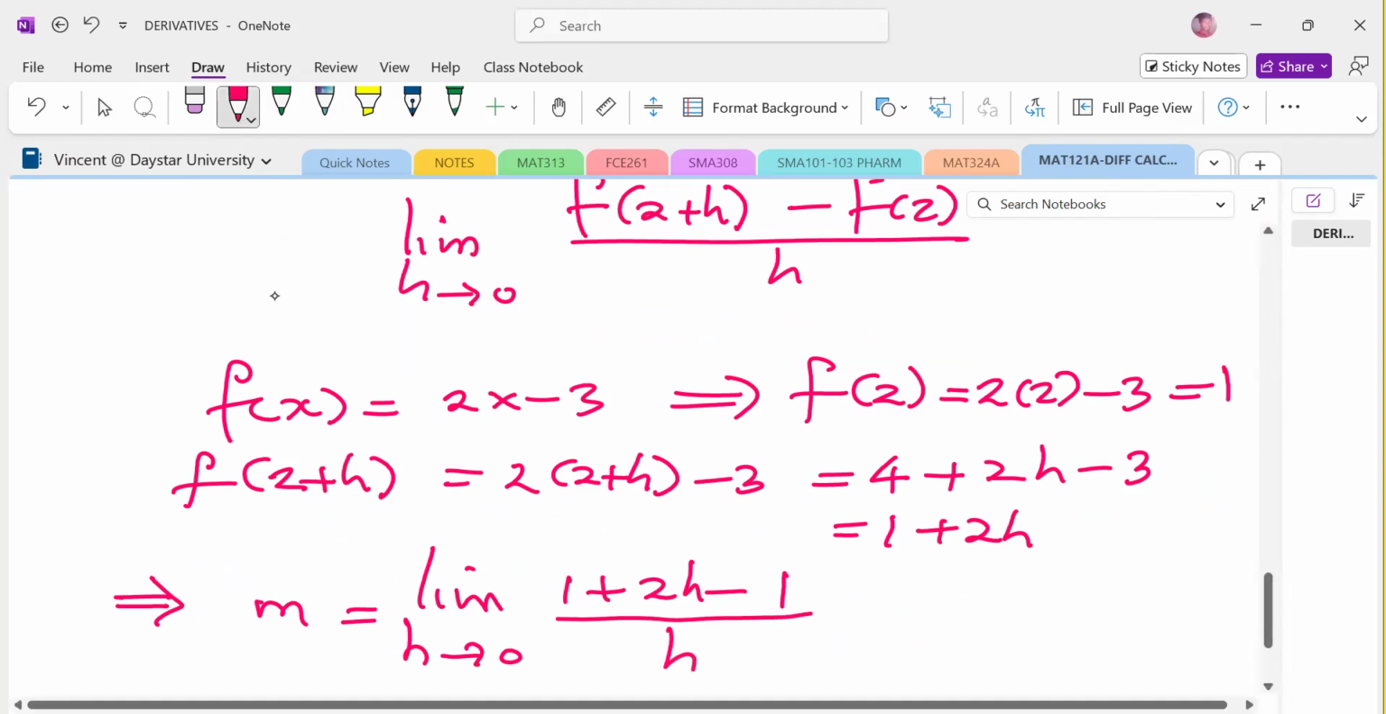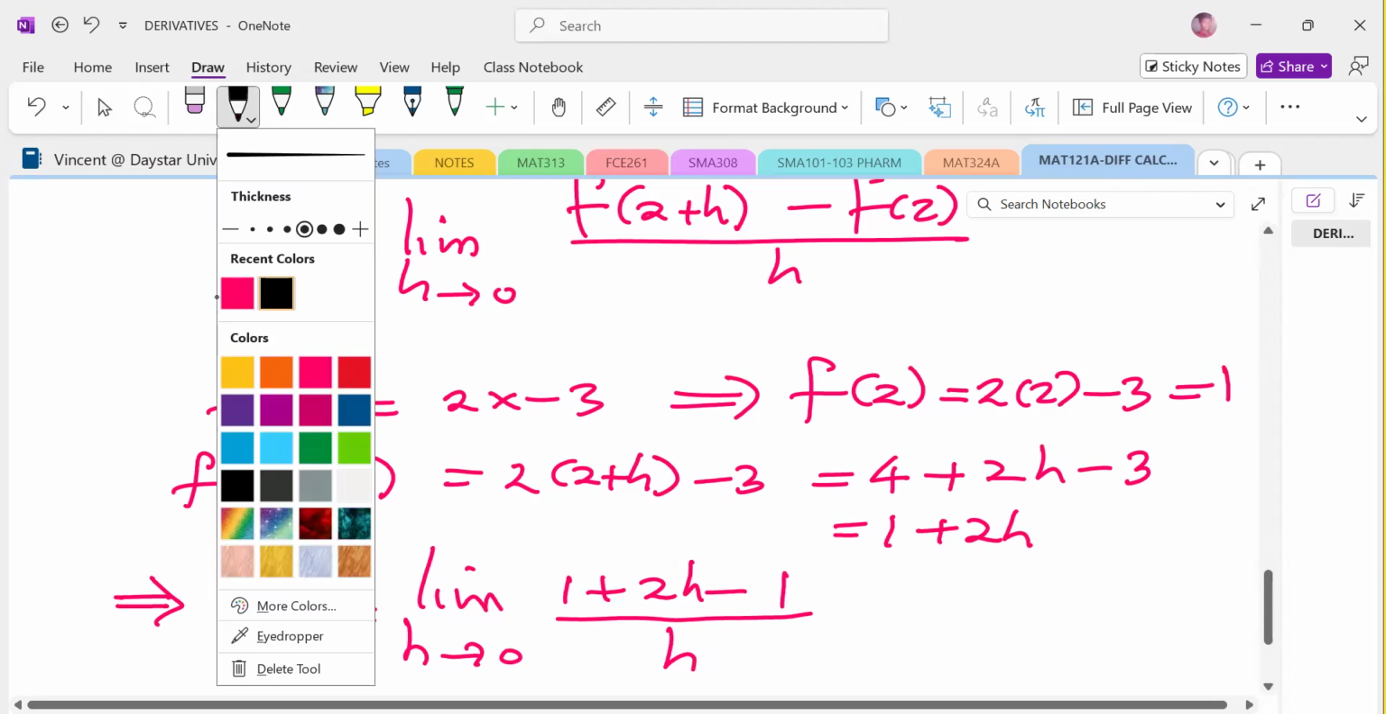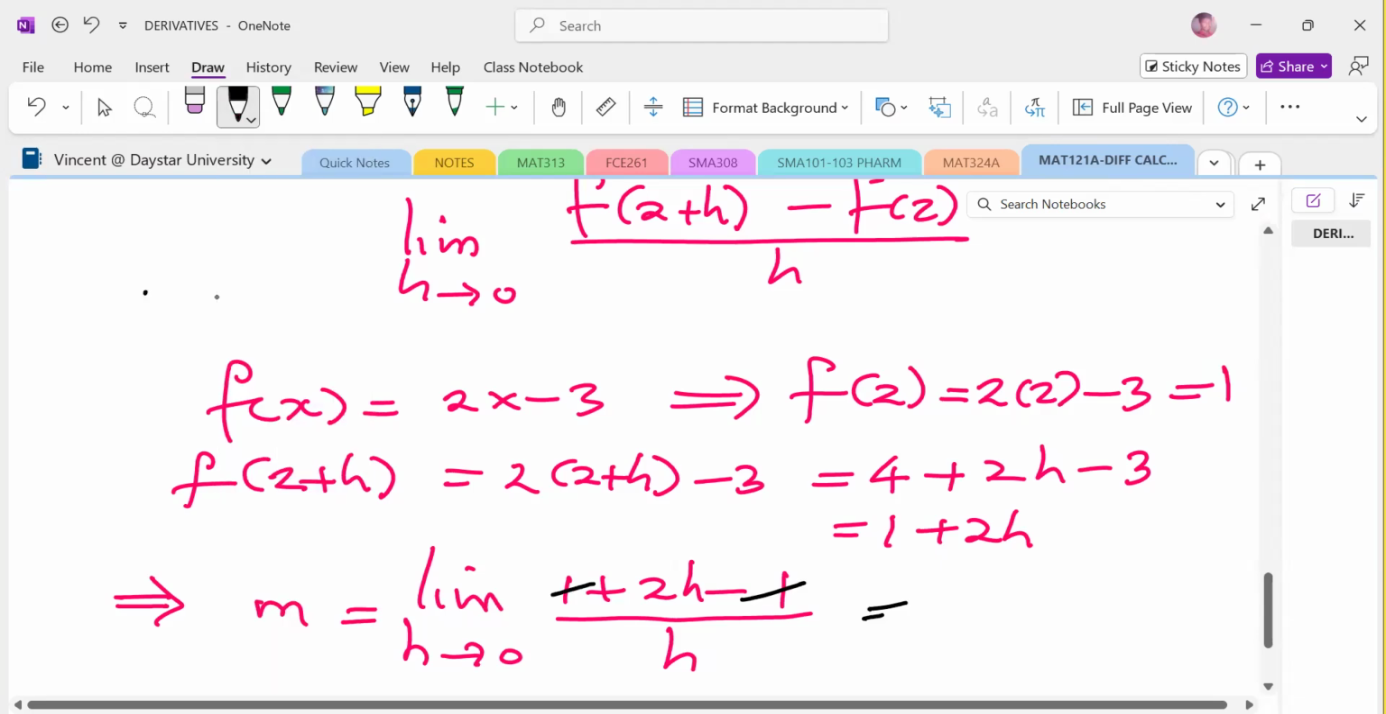Then 1 and minus 1 cancels out, so this will be limit as h approaches 0 of 2h over h. Then this and this cancel out, and this limit will just be 2. So therefore, the slope of this function at the point (2, 1) is simply 2.